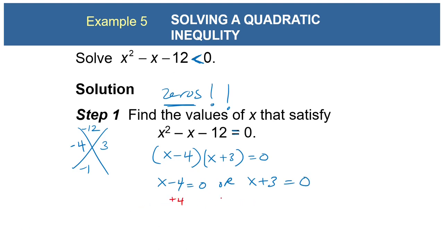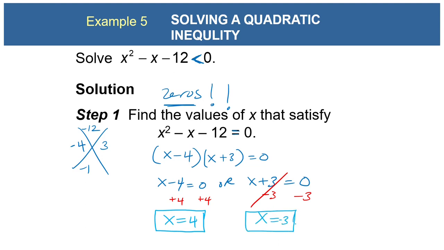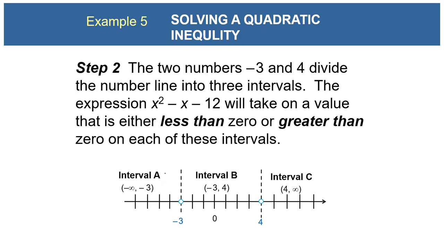Now this means x minus 4 is equal to 0, or x plus 3 equals 0. I could add 4 to both sides, and x equals 4 is one of our solutions. I could subtract 3 from both sides, and x equals negative 3 is another solution. In step 2, the two numbers, negative 3 and 4, divide the number line into 3 intervals. The expression x squared minus x minus 12 will take on a value that is either less than 0 or greater than 0 on each of these intervals.